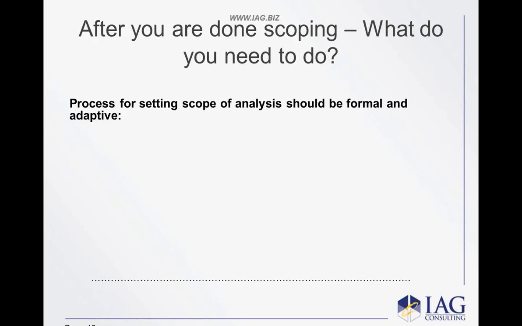Because after you're done scoping, what do you need to do? So after you've done that set of techniques of asking a few questions and crystallizing this whole thing, what do you need to do? You need a process for setting the scope of analysis. That should be formal, but it's also adaptive. What you're trying to do is set a requirements definition and management plan. Okay? Think of it this way. You're going to do a scoping session of some kind.